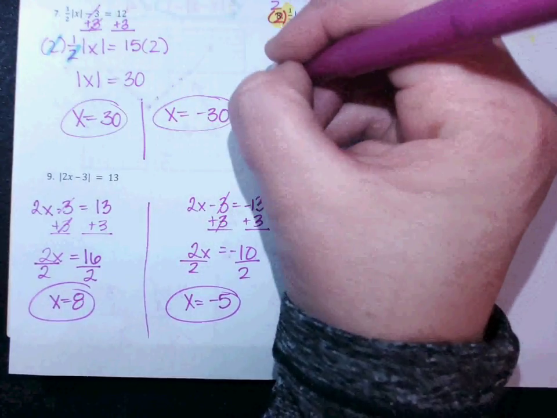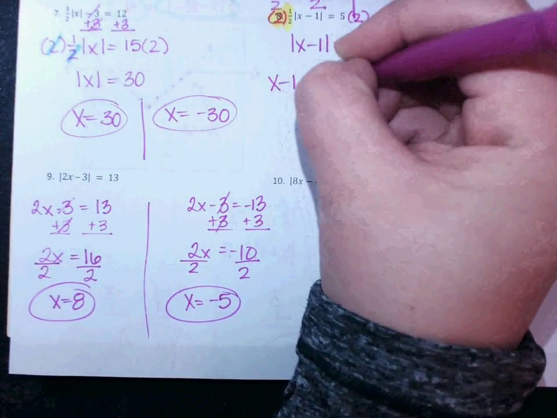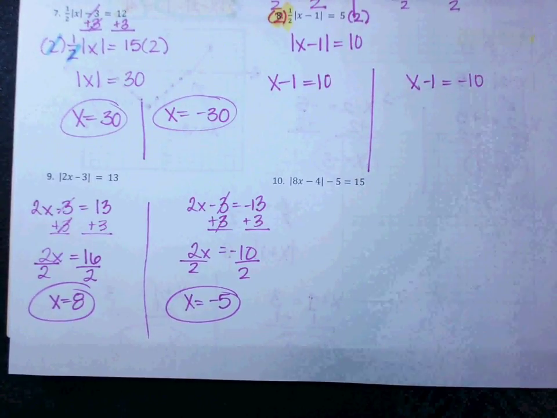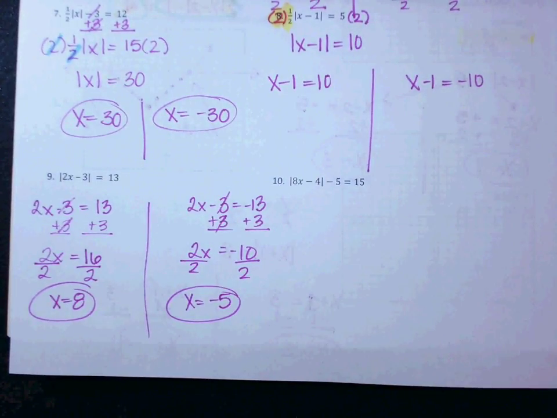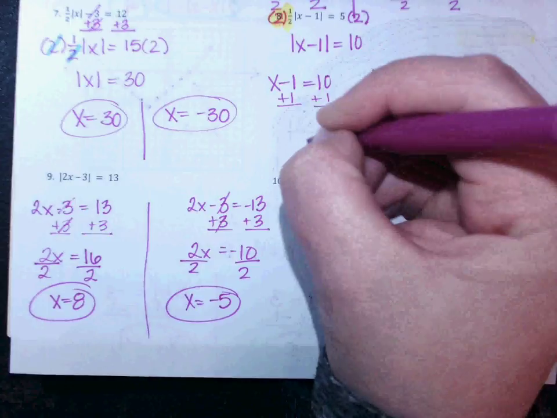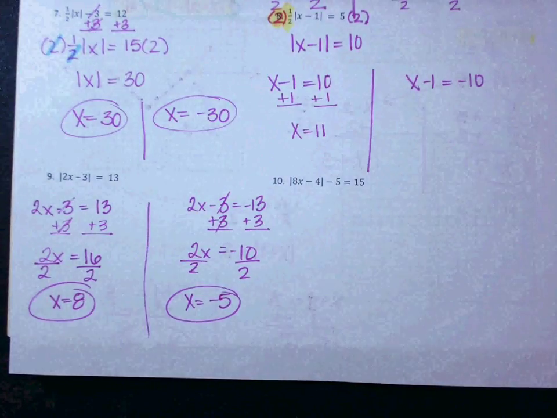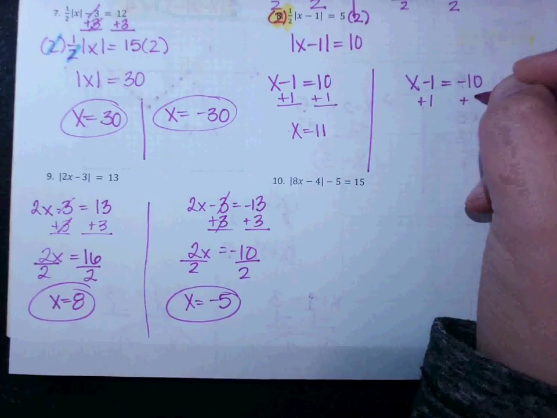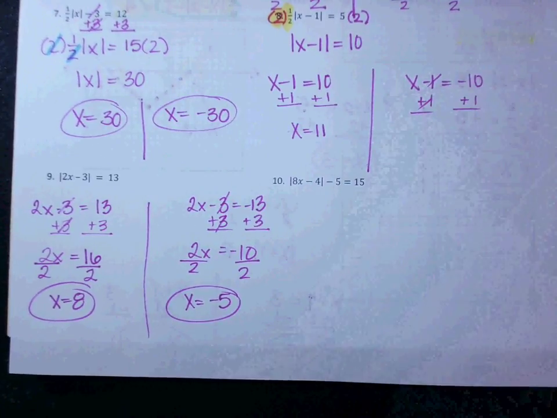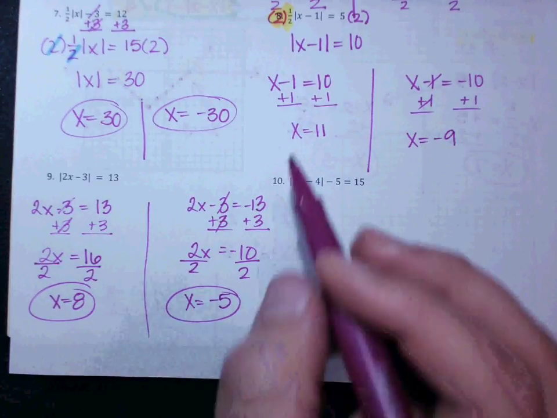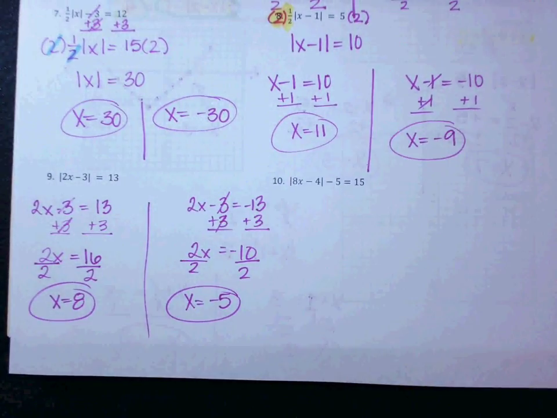My first branch is going to be x minus 1 equals 10. My second branch is going to be x minus 1 equals negative 10. On the left side, I add 1 across. What is 10 plus 1? 11. Other side, I'm still adding 1, but this time I'm adding it to negative 10. What's negative 10 plus 1? Negative 9. Very good. And then you have your two answers. Make sense?